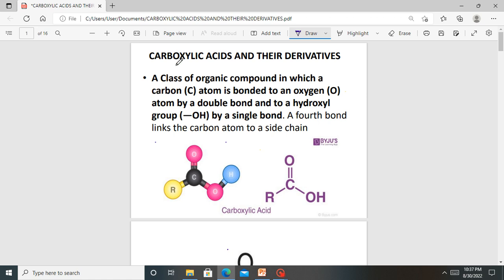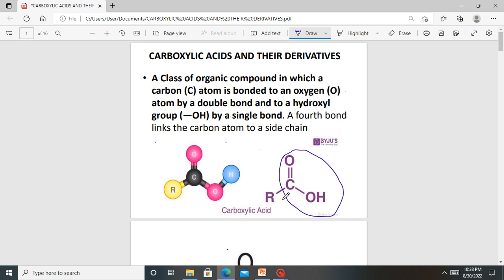So carboxylic acids are basically a class of compounds in which a central carbon is bonded to an oxygen atom with a double bond, and also to a hydroxy group with a single bond, with a fourth bond linked to a side chain. So this is the structure of carboxylic acid. This is a central carbon here bonded to an oxygen atom with a double bond, a hydroxy group with a single bond, and a side chain here represented by R, also with a single bond. This functional group is called a carboxyl functional group or a carboxylate system, and every compound that contains this functional group qualifies to be called a carboxylic acid.